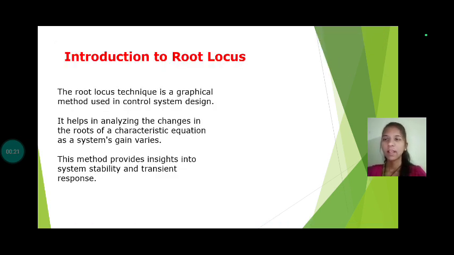Introduction of root locus. The root locus technique is a graphical method used in control system design. It helps in analyzing the changes in roots of a characteristic equation as the system's gain varies. This method provides insights into system stability and transient response.